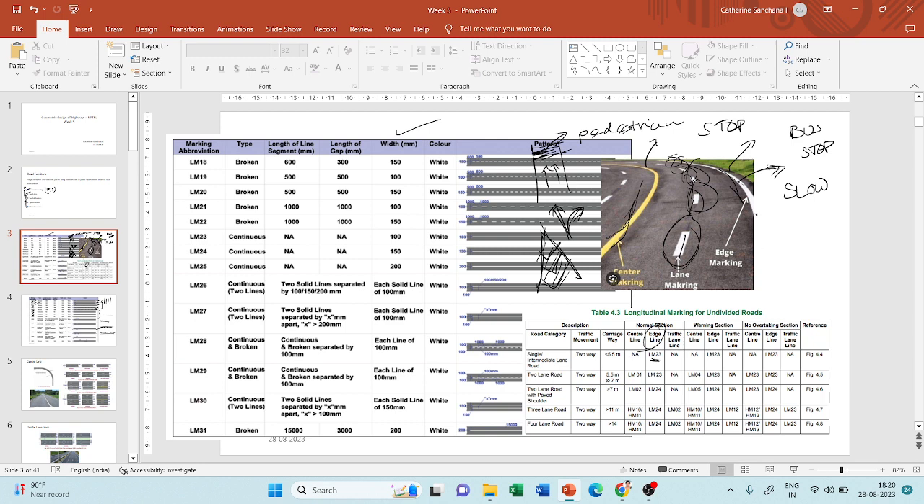Say edge line is the line along the edge of the road, center line is the line along the center of the road. Okay, traffic lane lines are lines which divide the lanes. So they will tell you what kinds of lines should be provided for each road category, and for each type of line they will tell you what type of line should be provided. Okay, so that is why these are given a number.